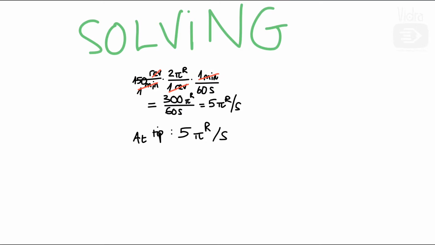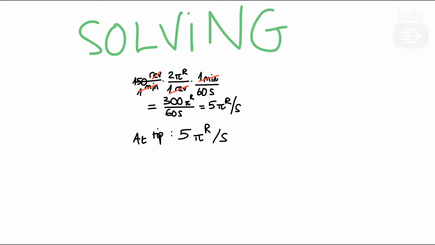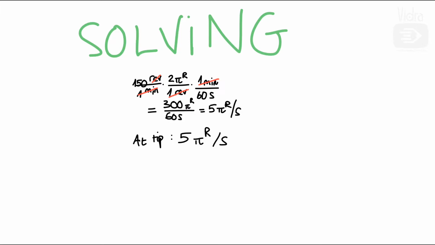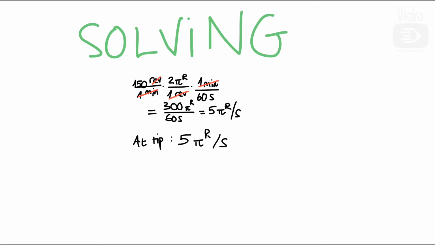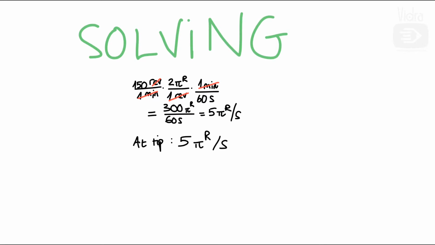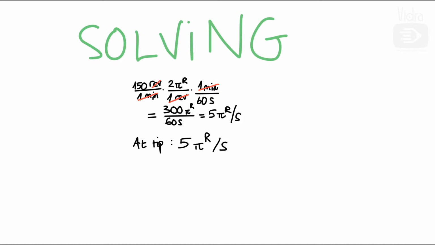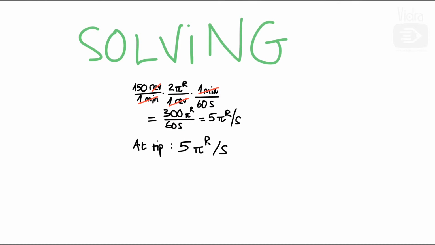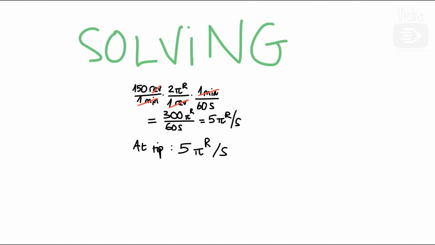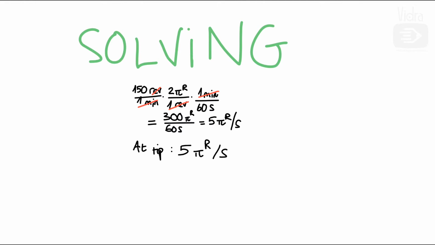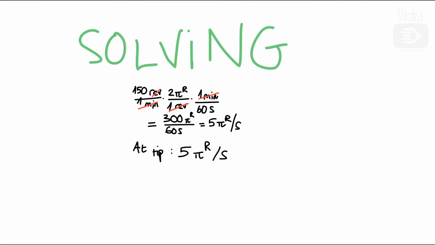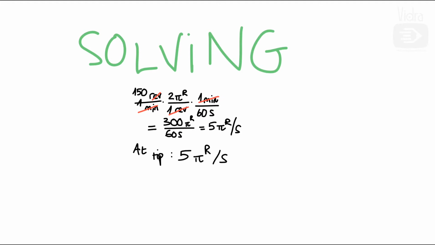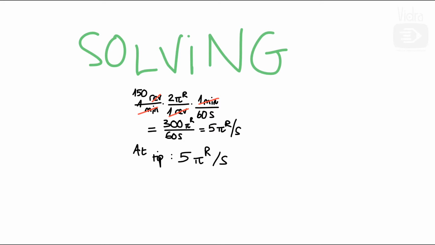We already have the angular velocity at the tip in the question, which is 150 revolutions per minute. So now we have to convert it into radians per second. 150 revolutions over 1 minute times 2 pi radians over 1 revolution times 1 minute over 60 seconds. The answer is 5 pi radians per second. At the center, it has the same angular velocity as at the tip. So the angular velocity at the center is 5 pi radians per second.